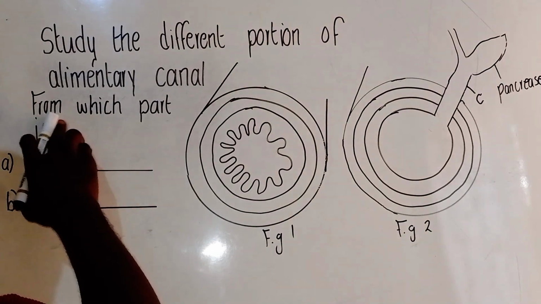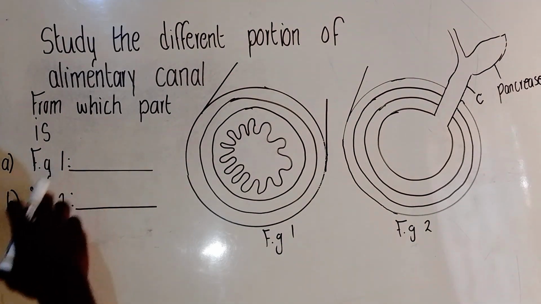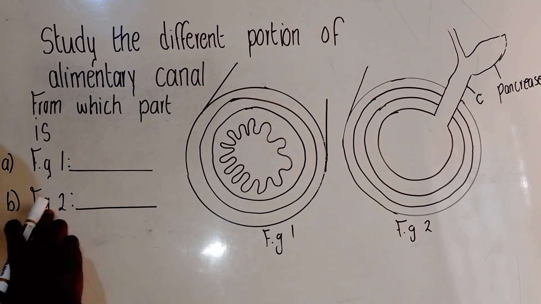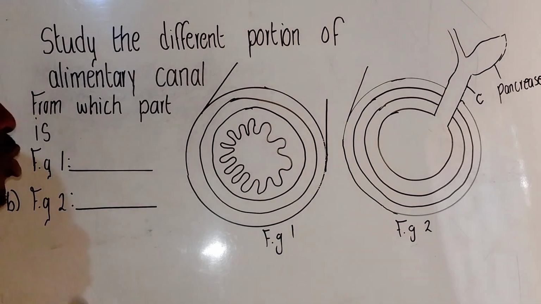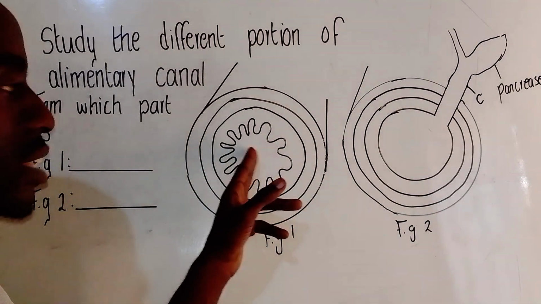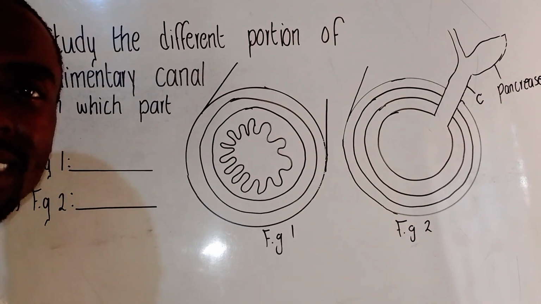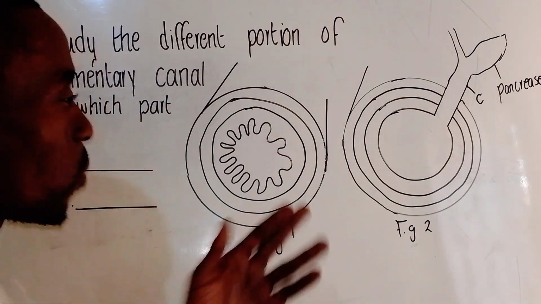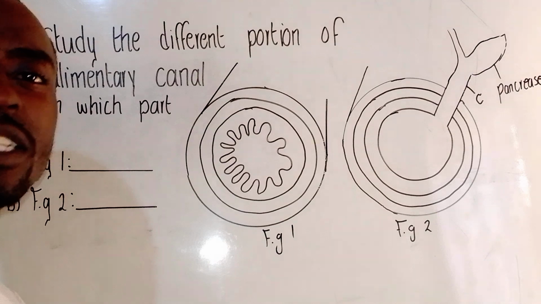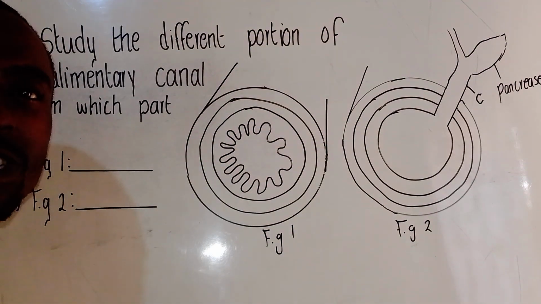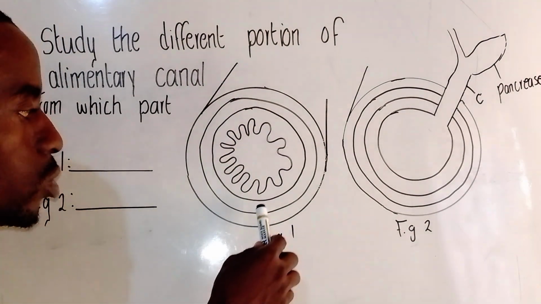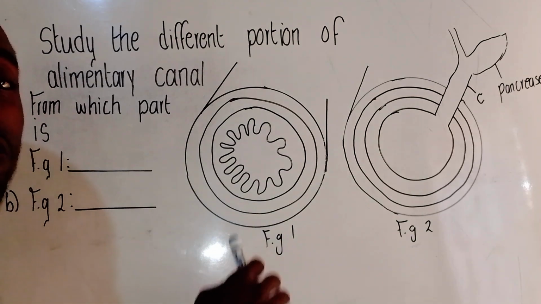Now the question is saying from which part is figure 1, figure 2 here. So figure 1 and figure 2. So figure 1, it is the stomach. Figure 2, it is small intestine. I know you may be thinking to say, why is this one a stomach? It's because it contains muscle tissue. Muscle tissue, these here are the muscle tissues.